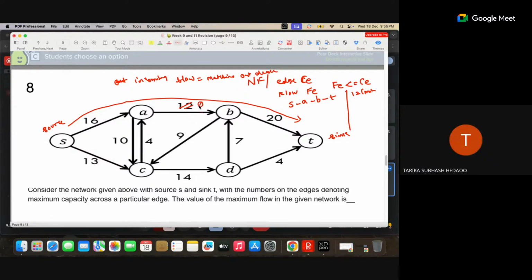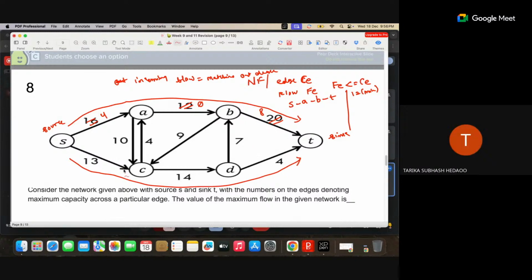Here the remaining 4 is there. Here the remaining 8 is there. So this flow is over. Is any other flow still allowed? Is it possible to have another flow, S to C, C to D, D to T? How much flow is allowed on this path? Here it is 4.